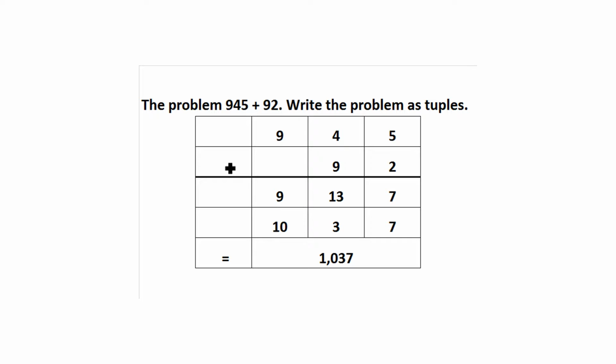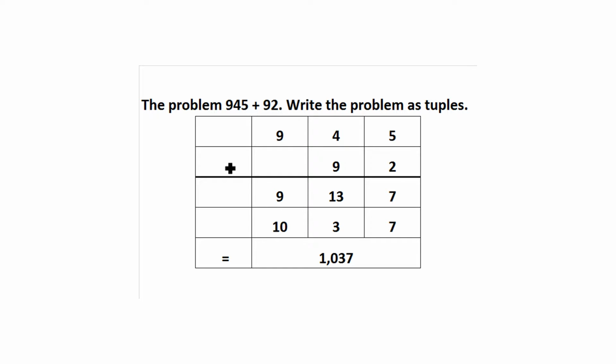Another addition problem. In this one, we have 945 plus 92. 945 put on top. It really doesn't matter whether it's the top line or the second one. And the next number is 92. If you wanted to put a number in front of the 92, you could put 0, but we're not going to bother with it.